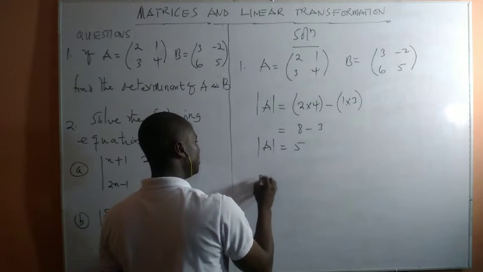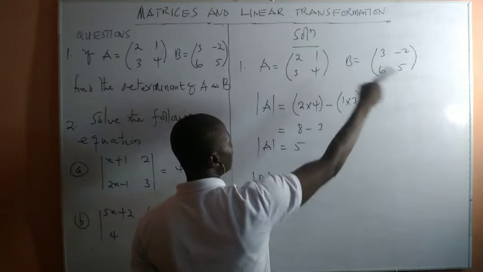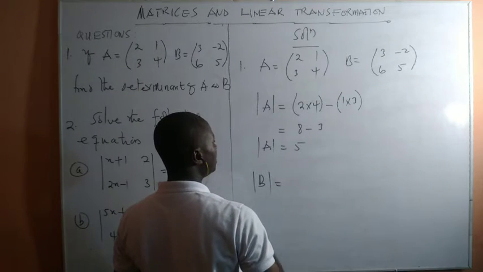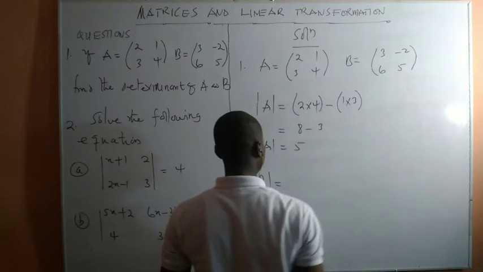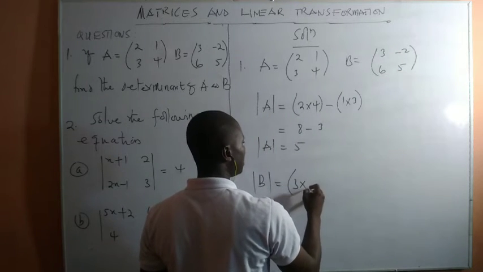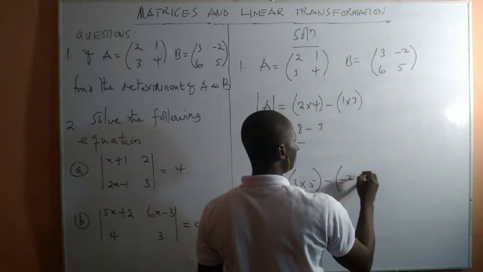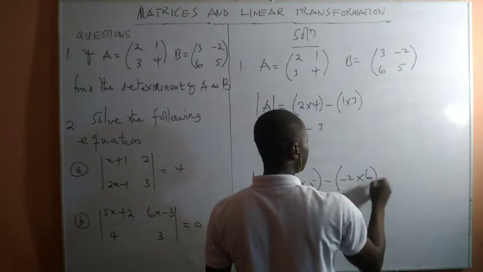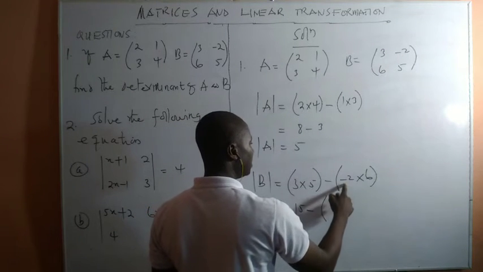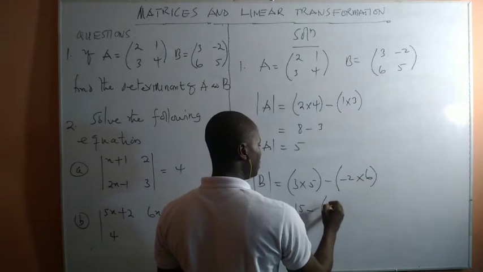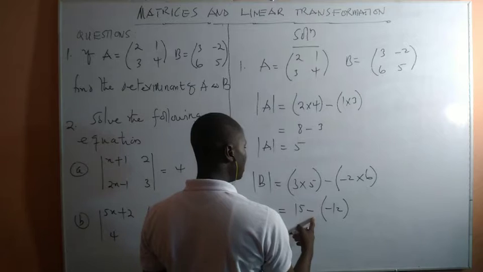Now, the determinant of B will be equal to, the matrix B is 3, minus 2, 6, 5. So the determinant of B will be equal to the first element multiplied by the fourth element, that is 3 times 5, minus the second element, minus 2, times the third element, 6. And so this will be equal to 3 times 5 will give us 15 minus the minus 2 times 6, which will give us minus 12. And so we have 15 minus minus 12.